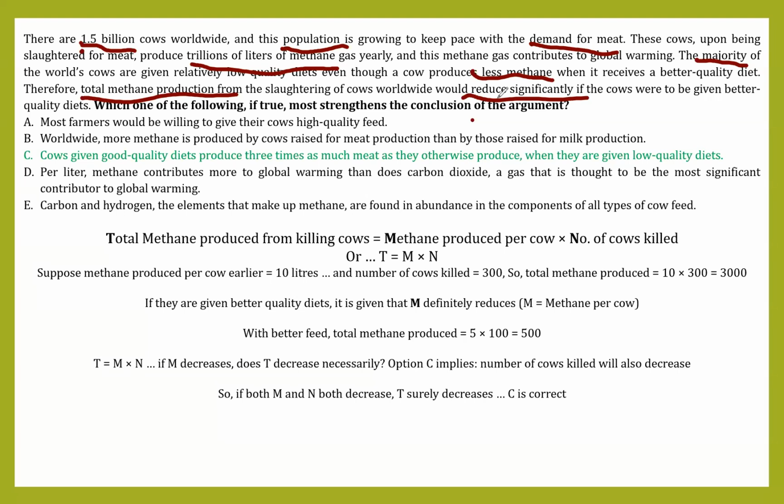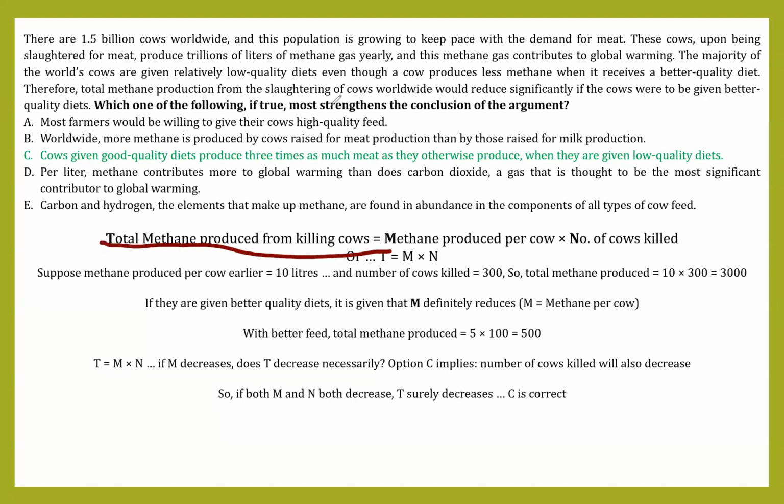So first thing is, if you're solving this question without thinking basic math, this will go wrong no matter how good your English. It's not at all a test of English. Now let's see what is asked: total methane production will reduce. You have to strengthen this argument. You are not supposed to infer the information. That means you're not supposed to, from the passage, find the right answer. You're supposed to infer that.